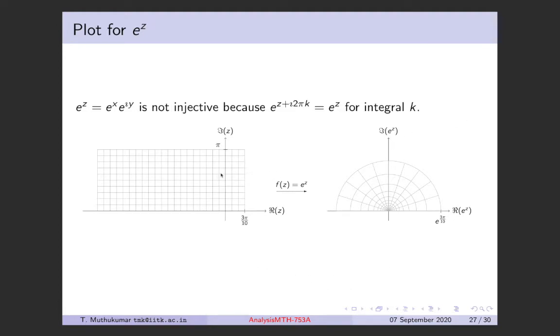All these vertical lines here get mapped to circles, right? All the vertical lines on the left side get mapped to circles inside the unit circle. All the vertical lines on the right half plane get mapped to circles outside the unit circle. All these horizontal lines get mapped to these lines passing through the origin.